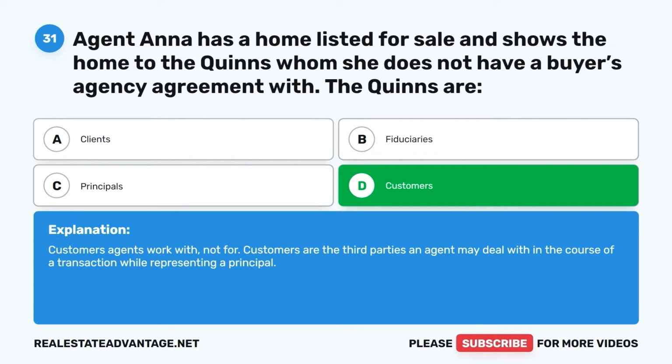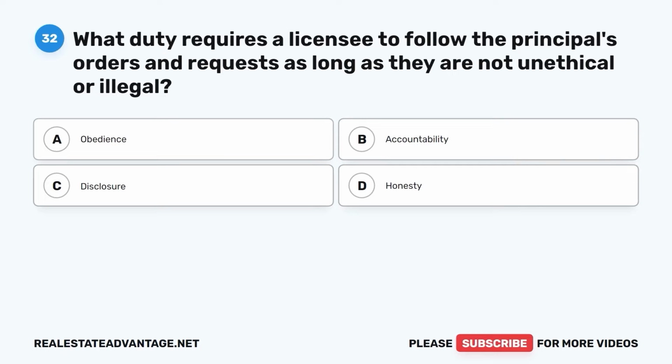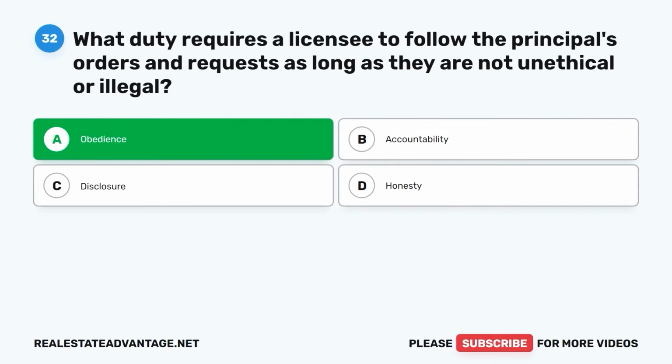Customers are the third parties an agent may deal with in the course of a transaction while representing a principal. Question 32. What duty requires a licensee to follow the principal's orders and requests as long as they are not unethical or illegal? A. Obedience, B. Accountability, C. Disclosure, D. Honesty. The correct answer is A. Obedience.